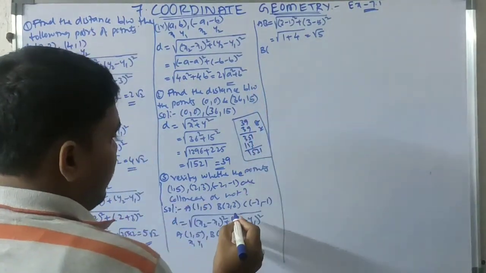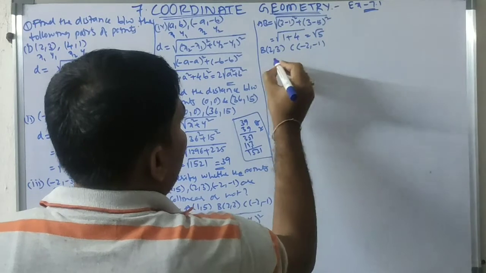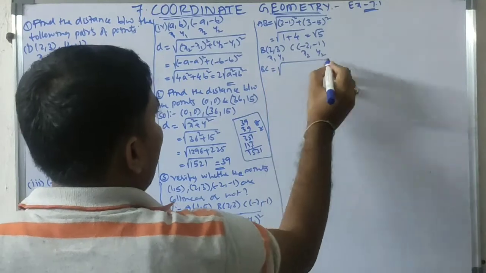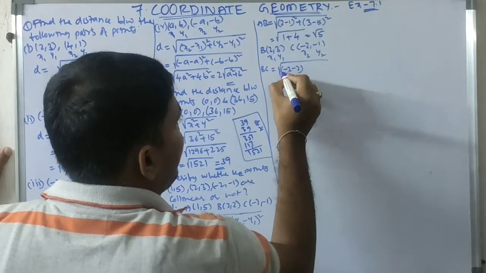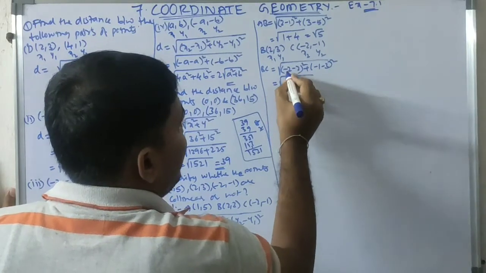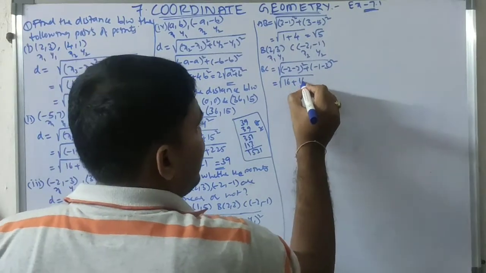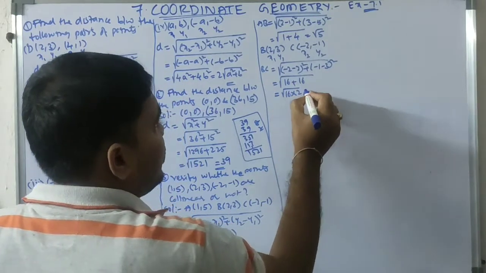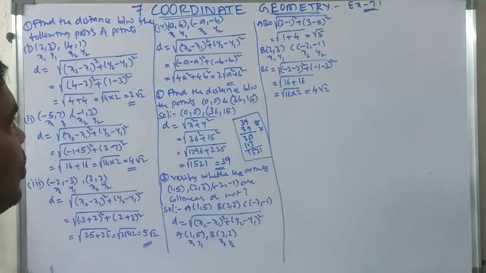Later I am taking BC. B point (2, 3), C point (-2, -1). x1, y1, x2, y2. So BC, I don't want to write the formula again, already here it is. So (-2 minus 2) whole square plus (-1 minus 3) whole square. Minus 2 minus 2 is minus 4, square 16. Minus 1 minus 3 is minus 4, square 16. So equal to root of 16 into 2, 32, equal to 16 into 2. 16 bringing outside, 4 root 2. So this value is equal to 4 root 2.